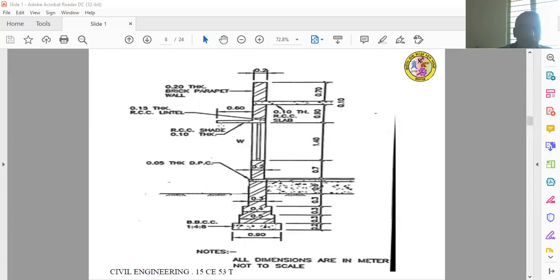This is the cross section of the particular building. Here it shows the different items of work. In this picture, the basement is very important. This is the basement, this is the DPC, and this is the burnt brick masonry, and above the terrace we have to provide the weatherproof course of 100 mm thick.